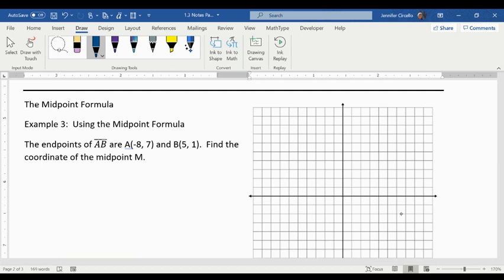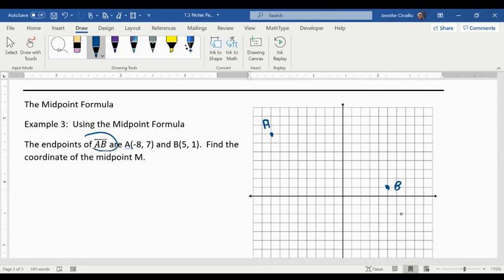So negative 8, 7. Negative 8, 1, 2, 3, 4, 5, 6, 7 is right here. I want you to get in the habit of labeling your points. So that is A. And then B is at 5, 1, which is right here. Okay, so we want the segment between those.